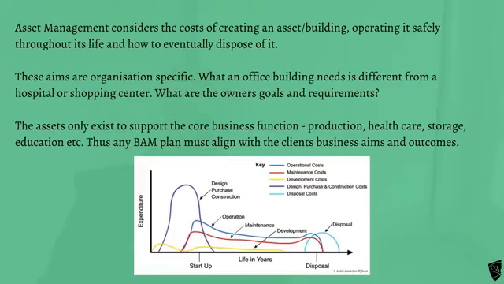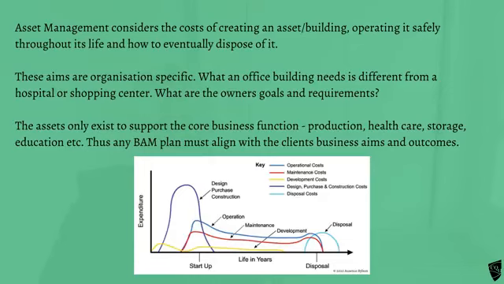Assets only exist to support a core function. Hospitals to look after people, libraries to give books out, schools to teach people, and it goes on. So we've got production, healthcare, storage. So building asset management plans, as I said before, have to align with the client's business aims and outcomes. And the old lecture says the same thing for you.